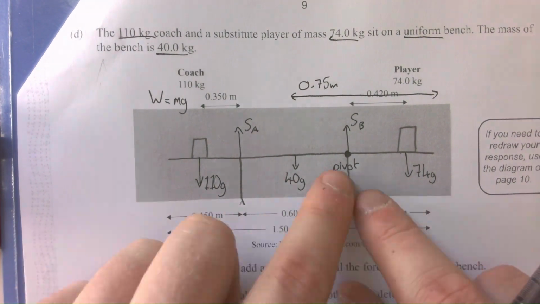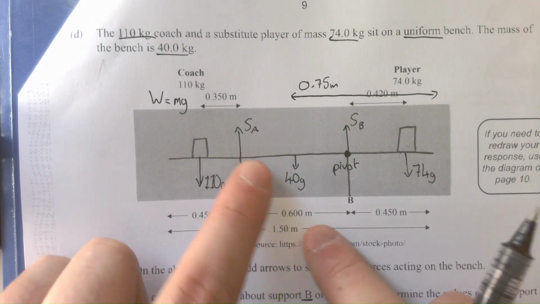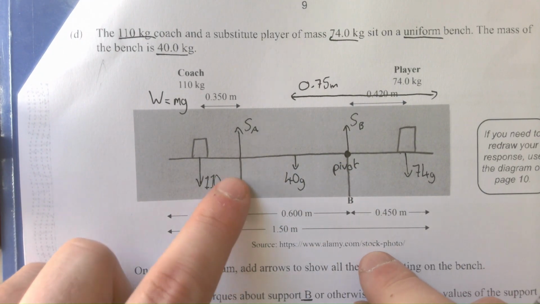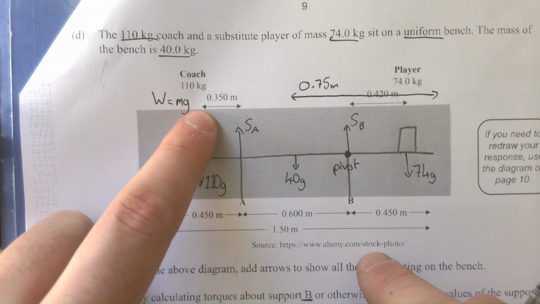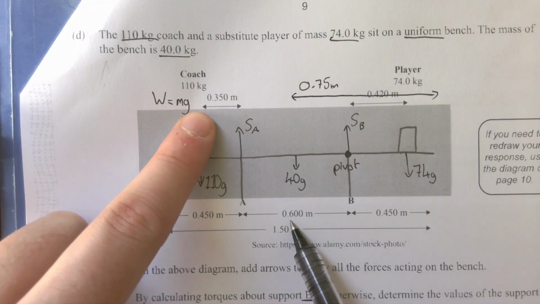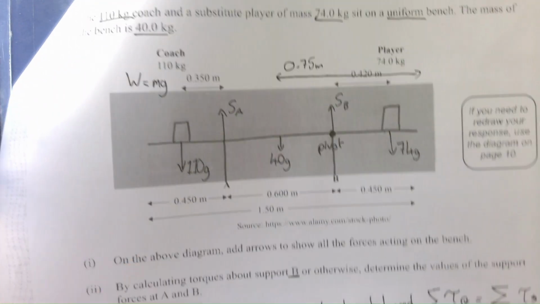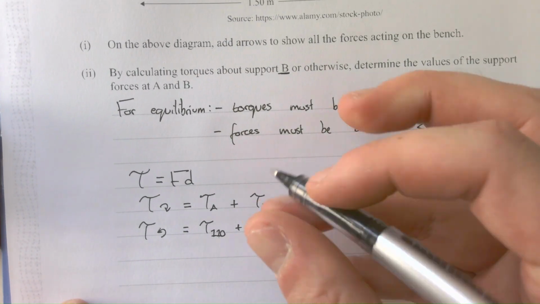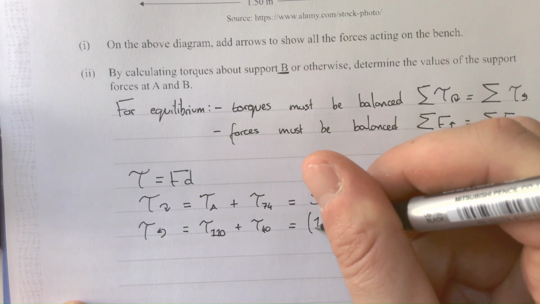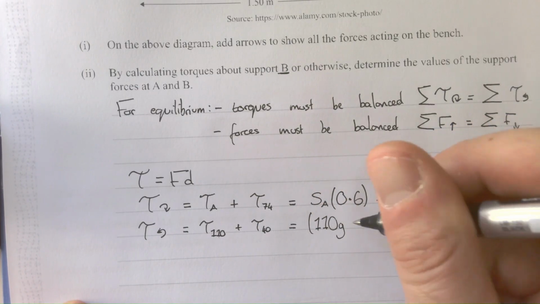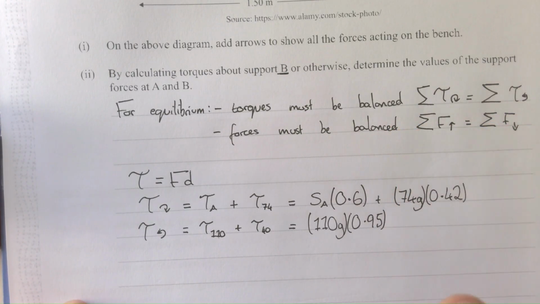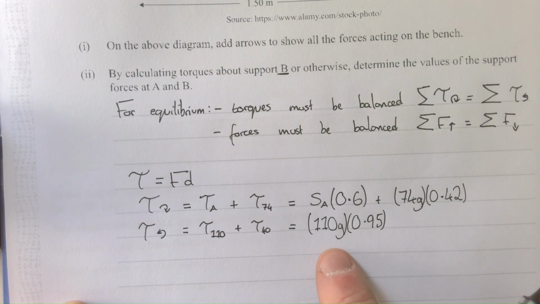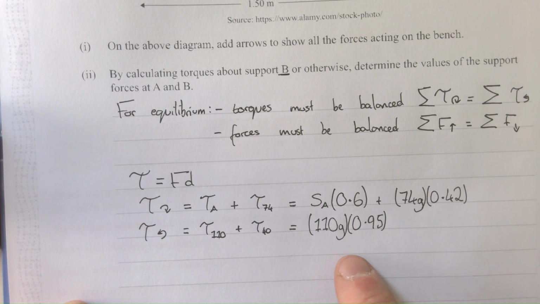Then I did the same thing in my other two torques, but this time the coach is a long way away from the pivot point. He's that 0.6 meters again, plus an additional 0.35. He's not sat at the very end, he sat just before the end. So we do 0.6 plus 0.35, which is 0.95. So 110 G times 0.95. I'm just writing them in two separate brackets to show which one's the force and the distance, respectively. If you would rather do it just as a times symbol, then that's fine.